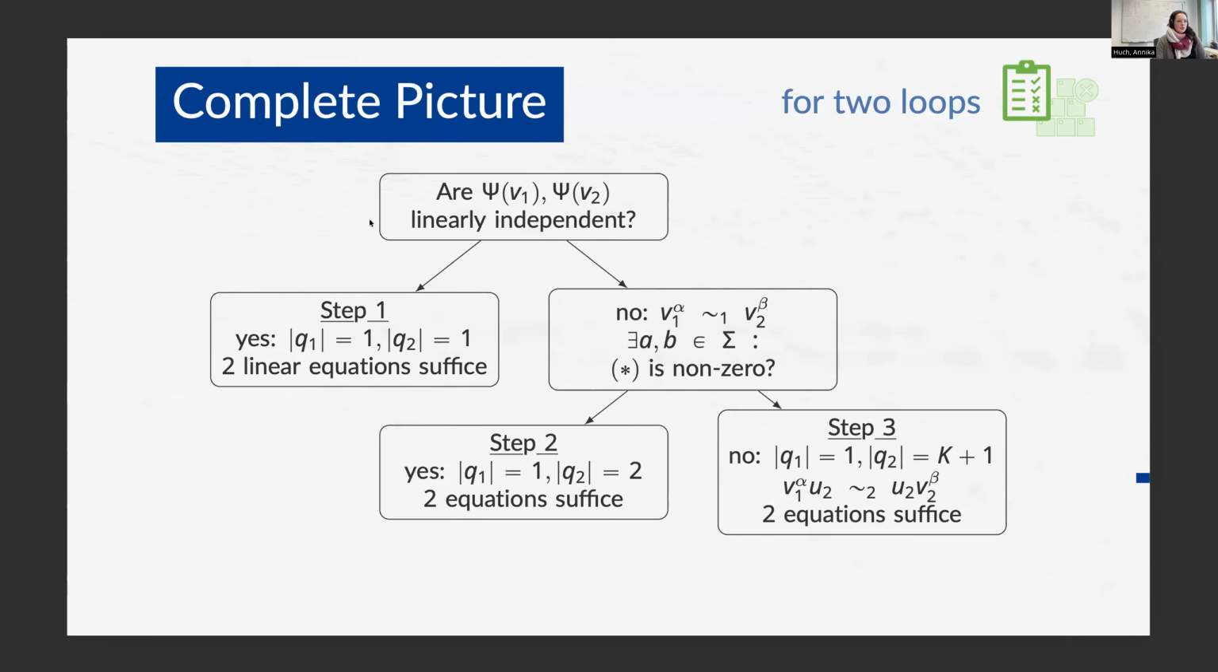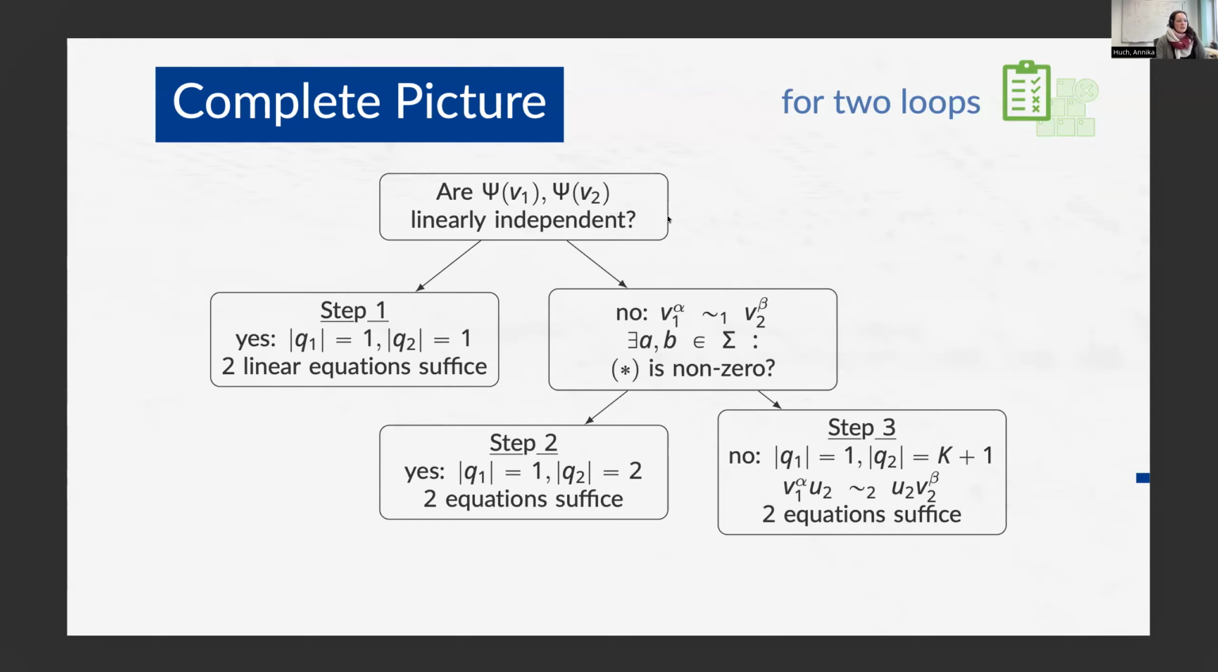We ask, are those 2 loops linearly dependent? If they are linearly independent, then we can ask for 2 queries of length 1 and get a unique integer solution. This can also be generalized. If the alphabet is larger, then we can just ask for as many queries as the alphabet size and still get this result, also for equally many loops as alphabet size.